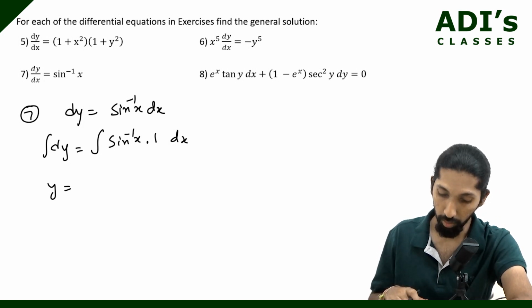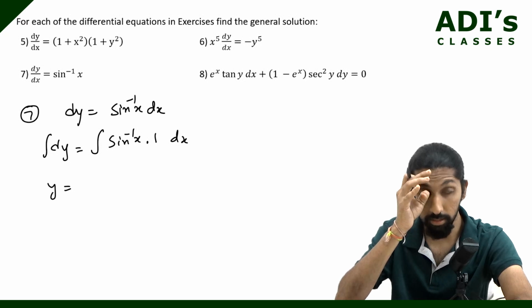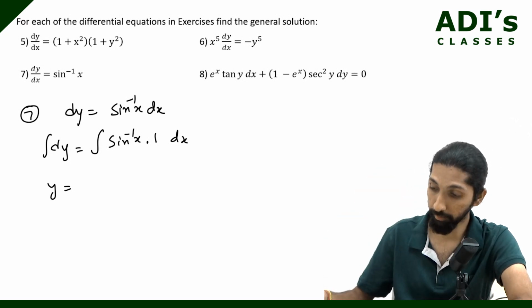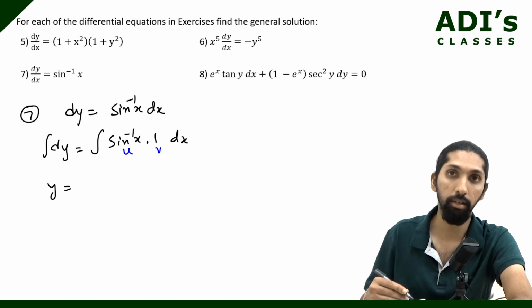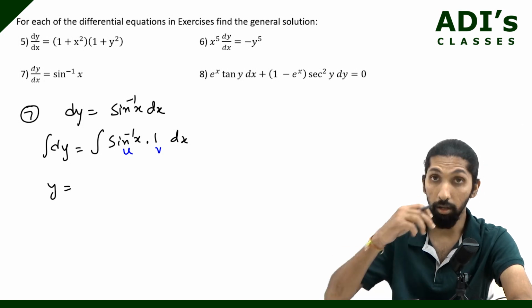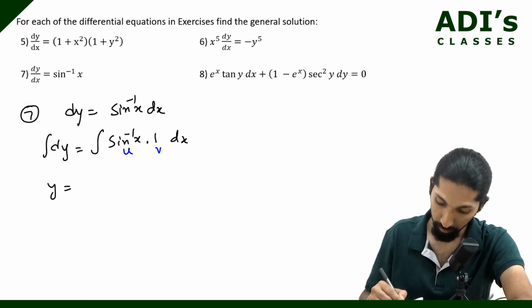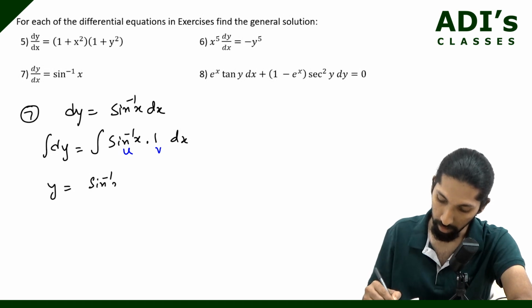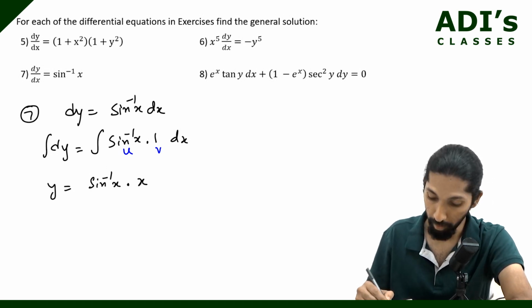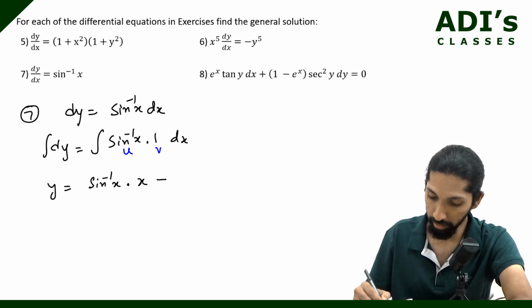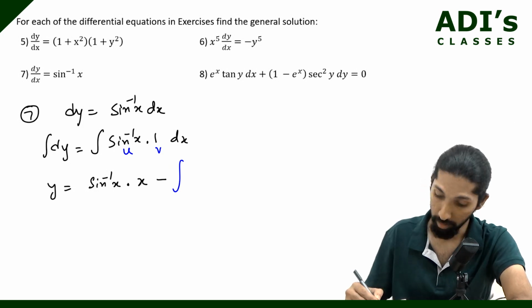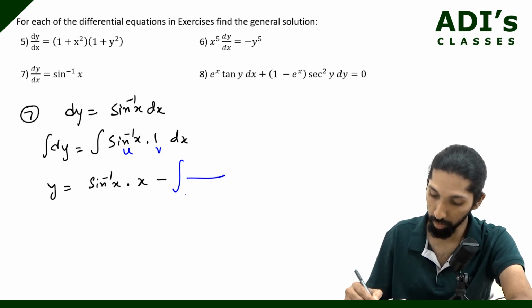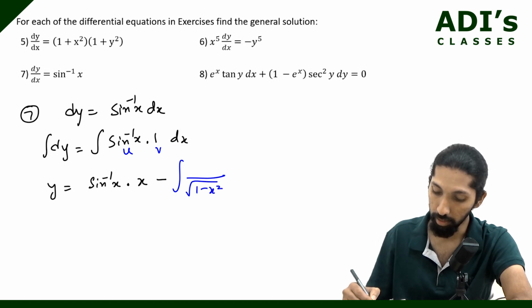Y is equal to, now the LHS is done. Now see the RHS, we have to take it as u and v. So you take sine inverse of x as the first function u, and 1 as the function v, correct? First is u into integral of v, sine inverse of x into x, minus integral of u dash, which is 1 by root of 1 minus x square, into integral of v, which is x.